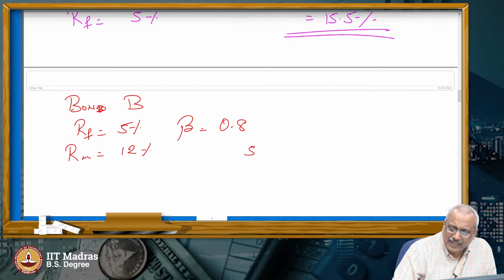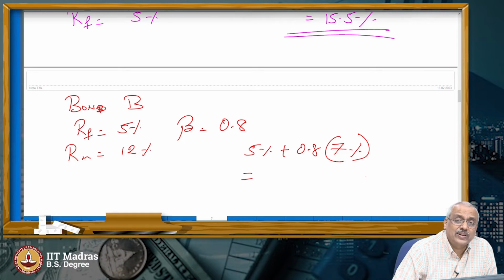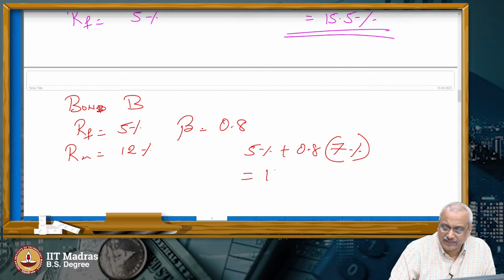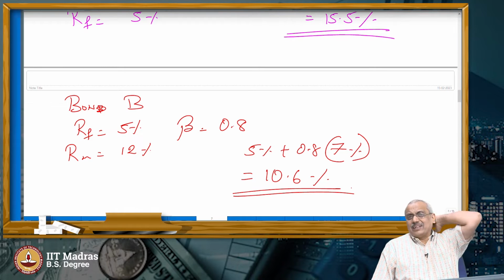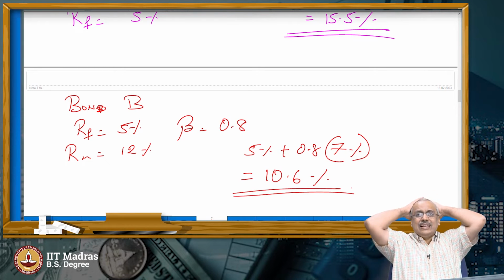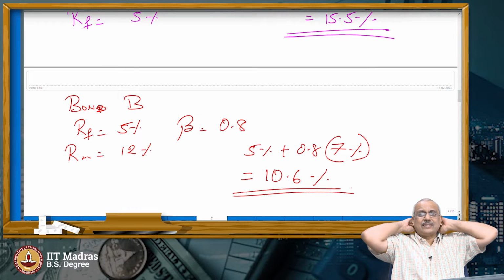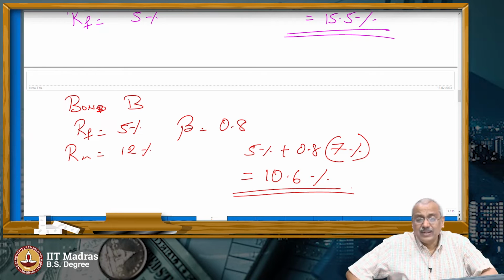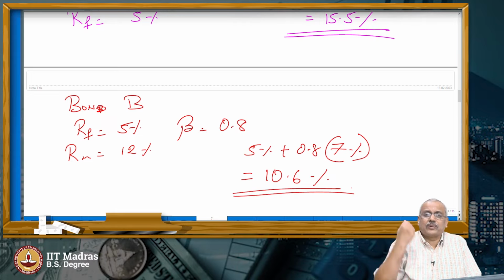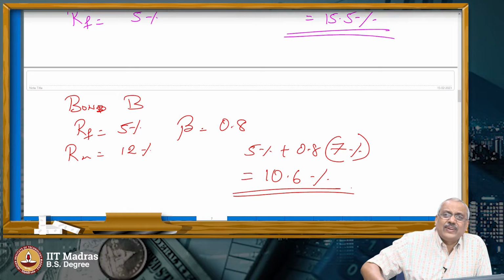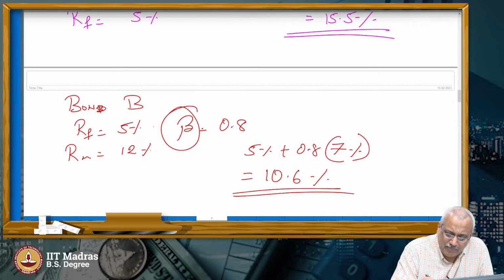Then what happens? It is 5% plus 0.8 into 12 minus 5, that is 7%, that will be equal to 0.8 into 7 plus 5. 5.6 plus 5, 10.6%. So the expected return is less than the market return. Market return is 12%. Now my expected return is only 10.6% in this particular case. So what am I trying to convey? That is, it depends on the beta.